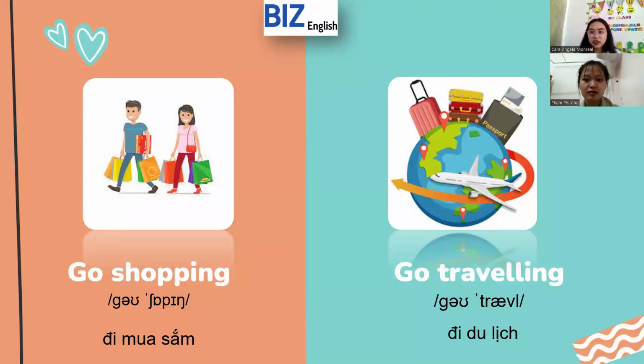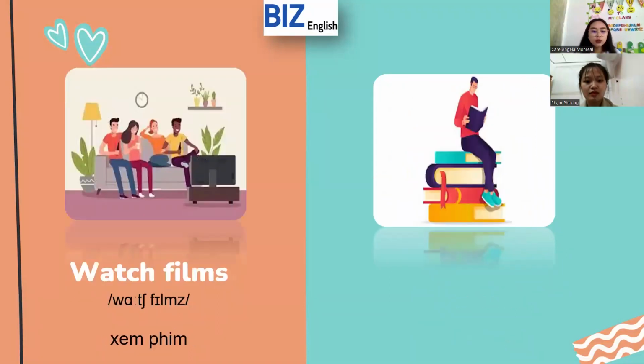Okay, so here next we have watch films. Watch films. Yeah, can you say it again? Watch films. Watch film. That's very good. Okay, do you watch films together with your family or friends? Yes, I watch films with my family. That's very good. Can you tell me what is your favorite film? I like to watch the famous Detective Conan.